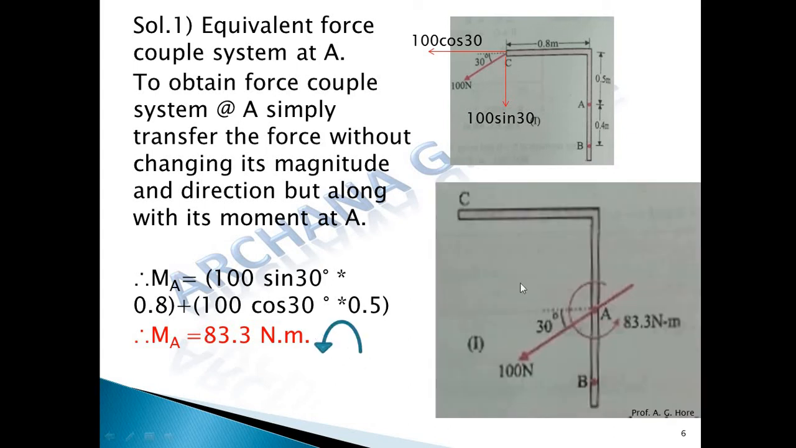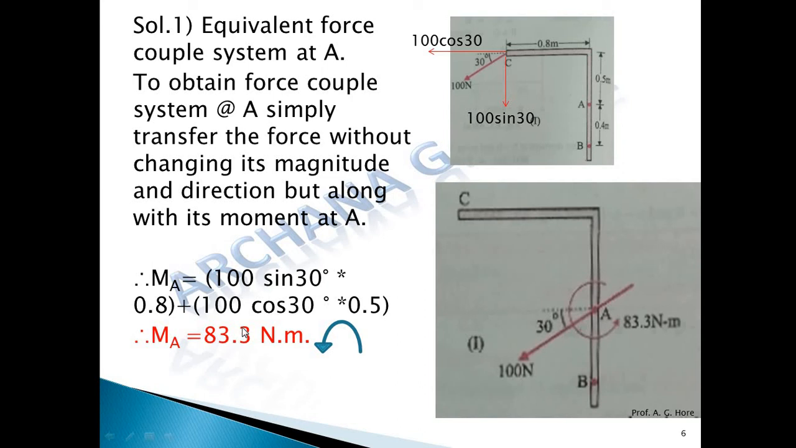So the solution in this sub question number 1 is like this: transfer this force from point C to point A as it is, with the same magnitude, with same direction 30 degree. Okay, and along with this moment which we calculated here.